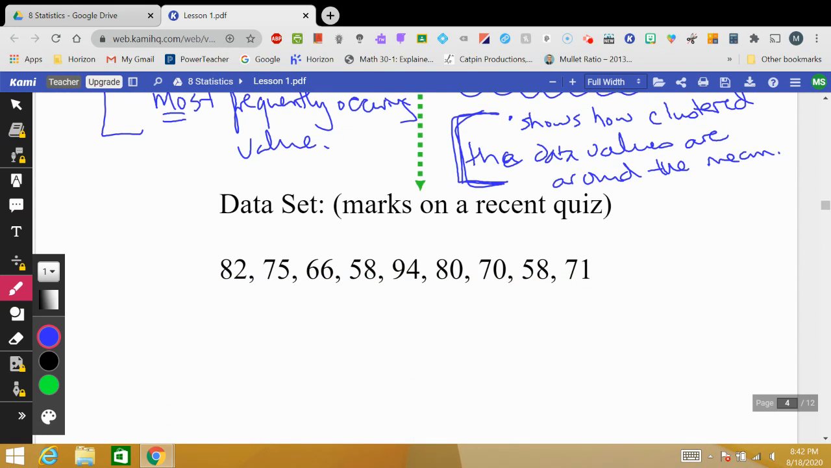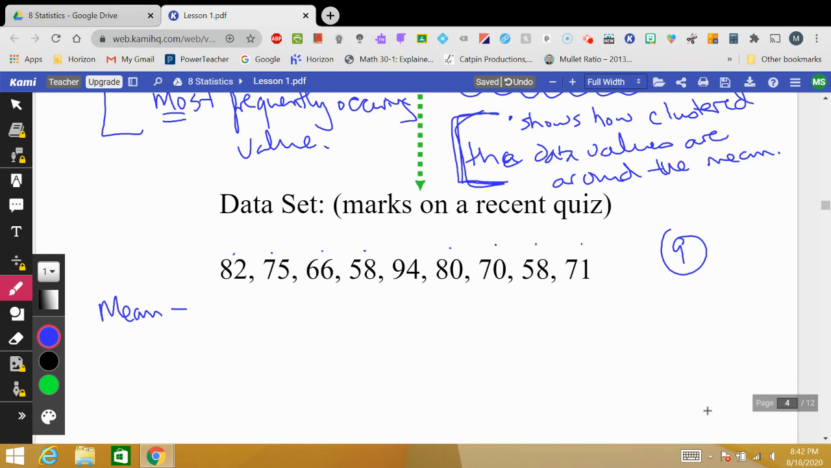So here are some marks on a recent quiz. So first off, let's just make sure we count how many there are. So 1, 2, 3, 4, 5, 6, 7, 8, 9. So there's 9 data values. So what we're going to do is calculate all of these except for the standard deviation, because I haven't shown you how to calculate that one yet.